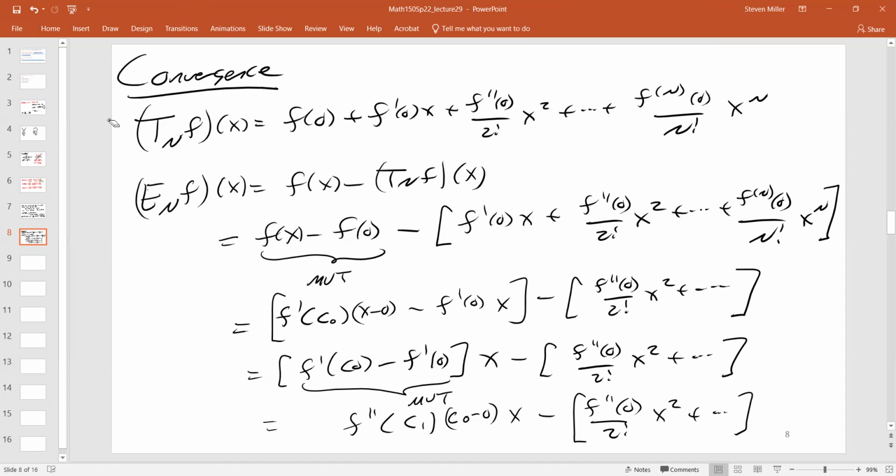It's okay every now and then to see an argument that doesn't work. To say, what's a natural thing to try? Well, I see an f of x minus f of 0. I should be thinking mean value theorem.